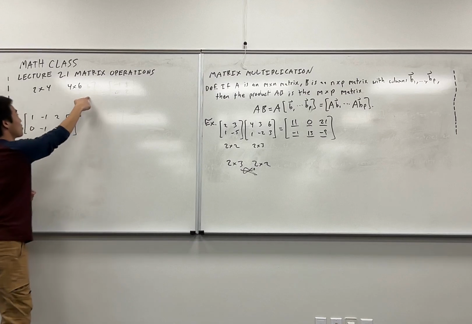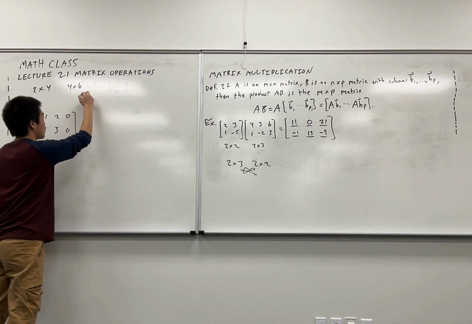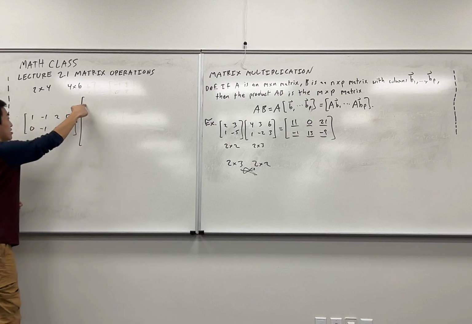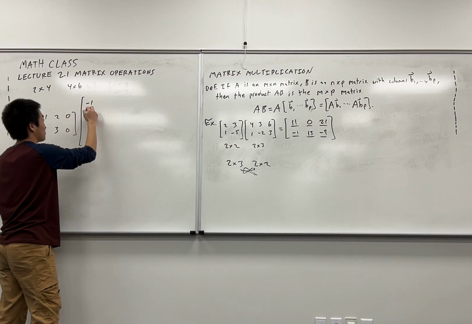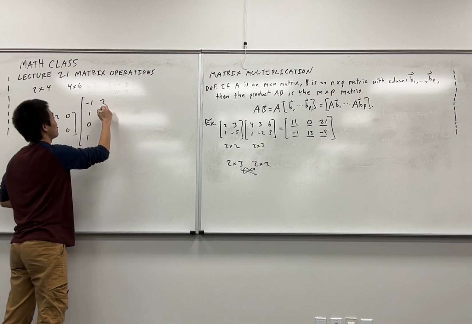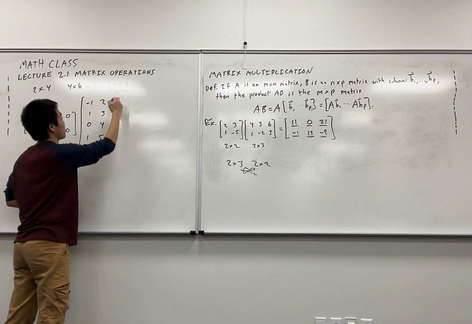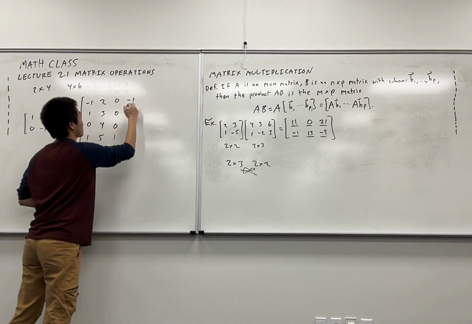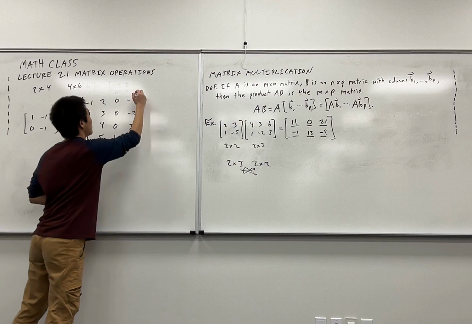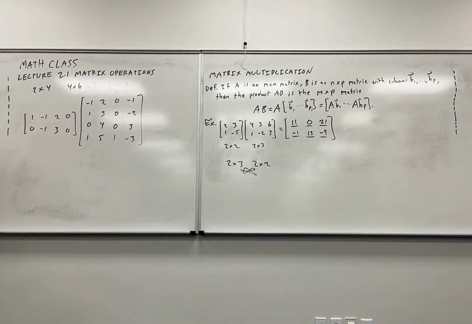Okay, and then 4 by 6. So I need 4 rows. So I've got, I don't know, -1, 1, 0, 1, 2, 3, 4, 5, 0, 0, 0, 1, -1, -2, 3, -3. Okay, so what are the dimensions of the product? 2 by 6. Okay, so I obviously did not make enough room, so I'll put it down here. That's how many rows? The second matrix is not 6, it's 4 by 6.